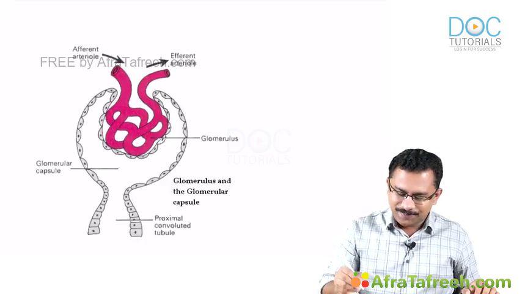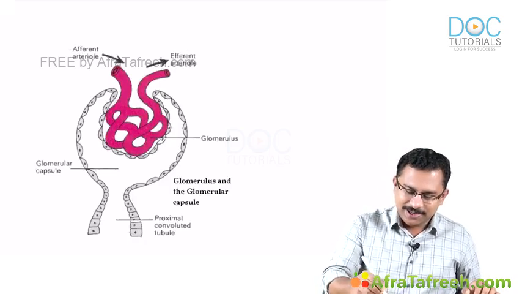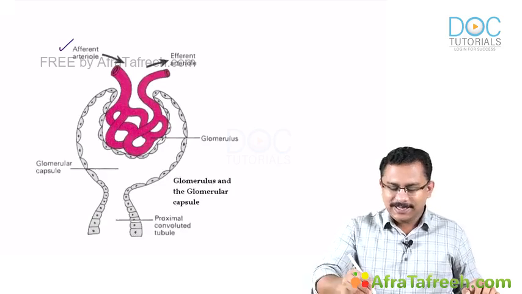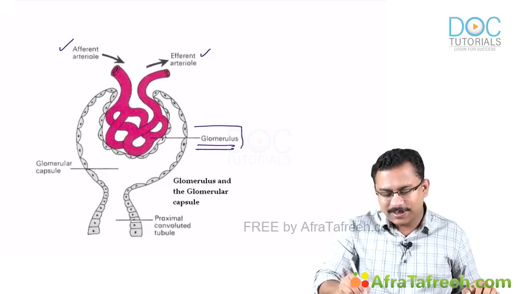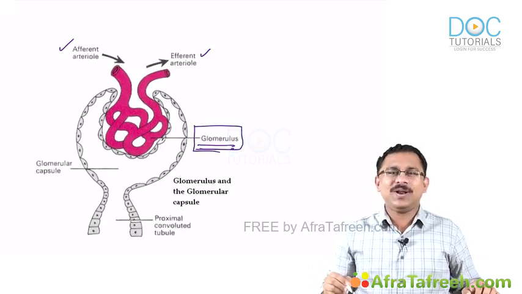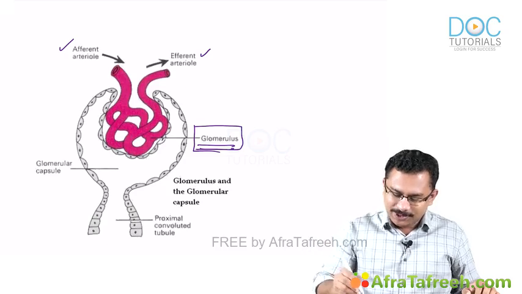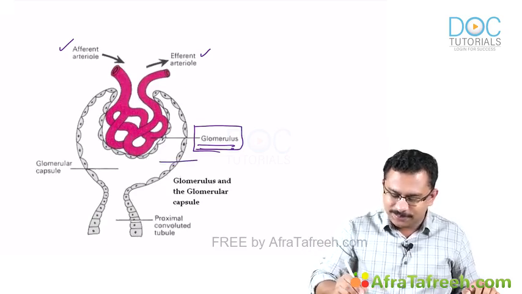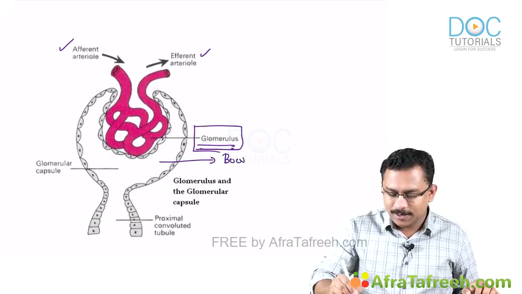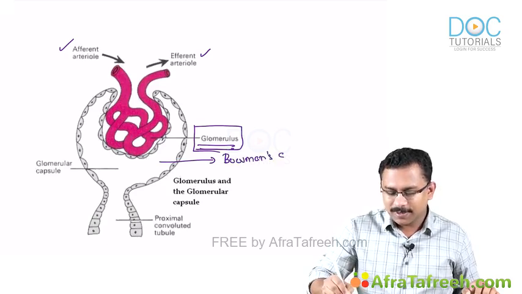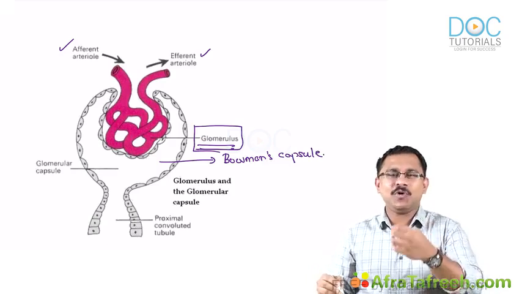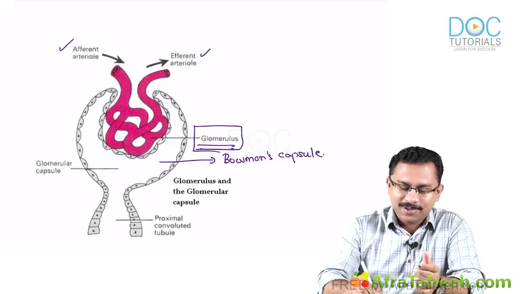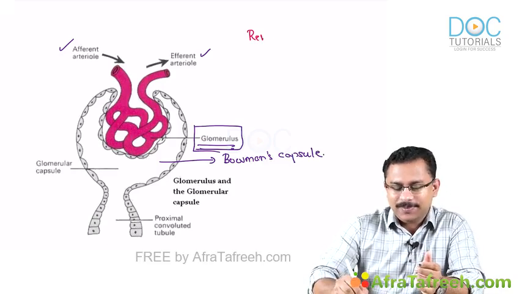You can see here the afferent arteriole, the efferent arteriole, and the tuft of capillaries that you see here, that is the glomerulus. And this one that you can see is the Bowman's capsule. The glomerulus and the Bowman's capsule together make up the renal corpuscle.